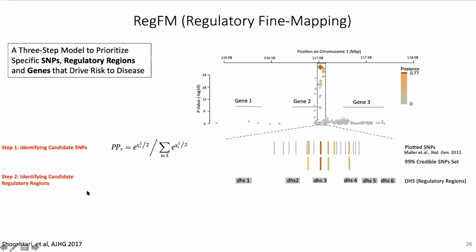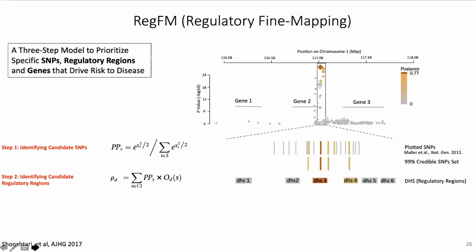As a second step, we overlap these credible SNPs with the regulatory sites and identify the DHS or regulatory regions that are likely to drive risk to a disease.